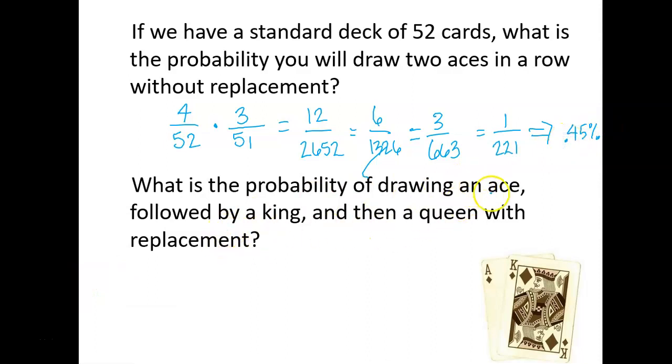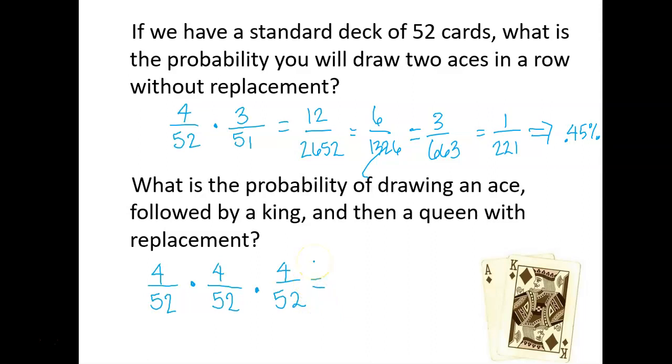What is the probability of drawing an ace followed by a king and then a queen, this time with replacement? So each time I'm going to have the 52 cards in the deck. So the probability of drawing an ace on the first draw, since there are four aces in the 52 cards, would be 4 out of 52, times the probability of getting a king next, and there are 4 kings. And again, because we replaced the card, there's still 52. And then a queen would be 4 out of 52.